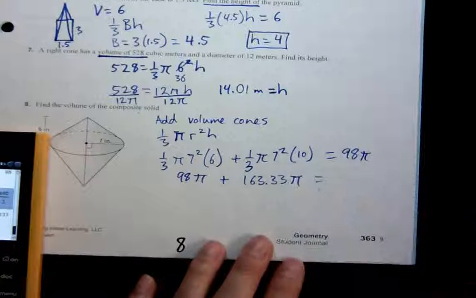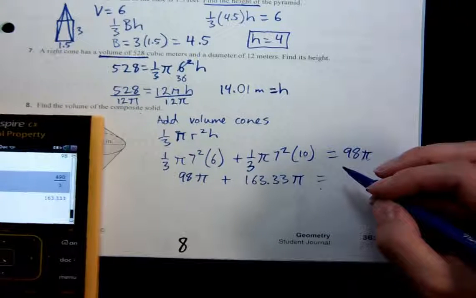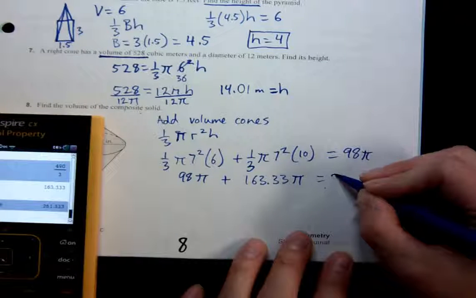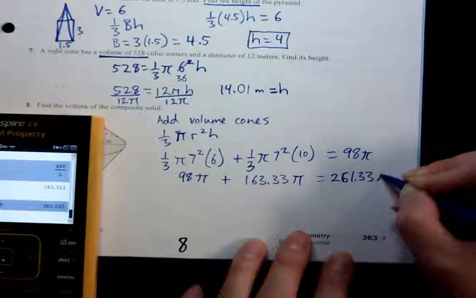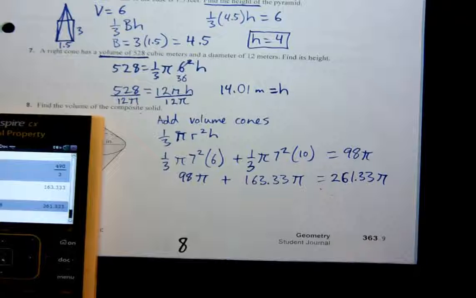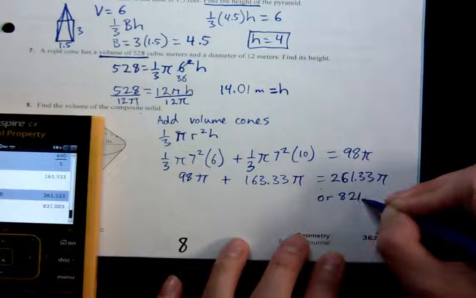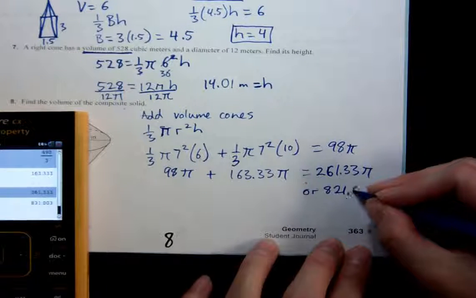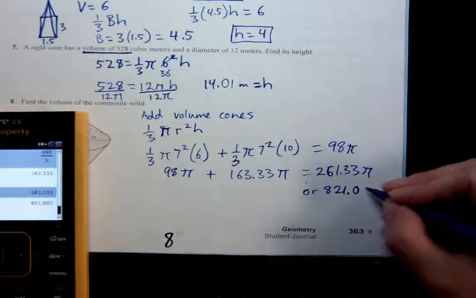Okay, so then what are those when we add them together? Yeah, so we're going to first leave it in pi. Okay, and then when we multiply it times pi, 821.0. Yeah, what I got was just 821.003.